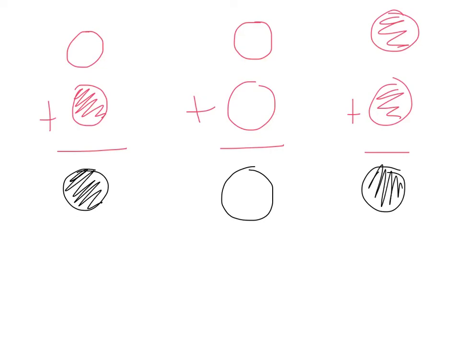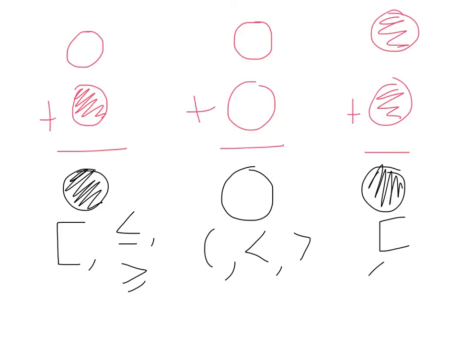Well, for a closed circle, you always use square brackets. And you can use either less than or equal to, or greater than or equal to. If you have an open circle, you can only use a round bracket, less than or greater than. If you have a closed circle, again, going back to the beginning, you can use a square bracket, a less than or equal to, or a greater than or equal to.